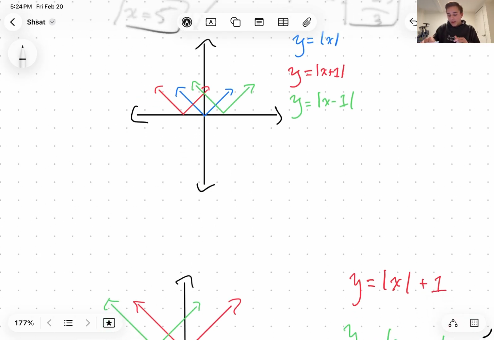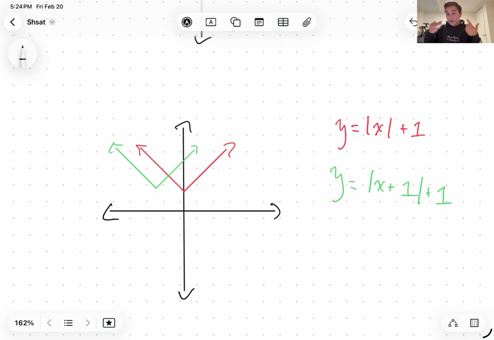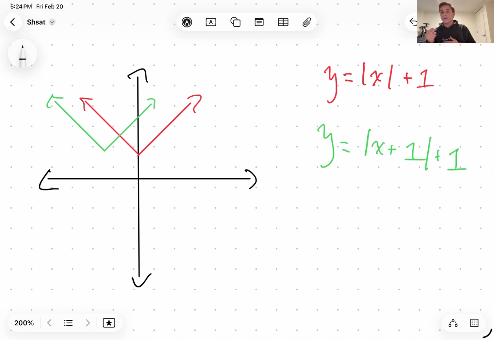And the other thing that can be done is you can do vertical translations of y equals absolute value of x by adding or subtracting numbers outside of the absolute value. And this is a bit more intuitive. So adding 1 outside of the absolute value, as you can see here, shifts the graph up 1 because this is a distance of 1. And subtracting 1 would shift it down 1, and you can combine these.